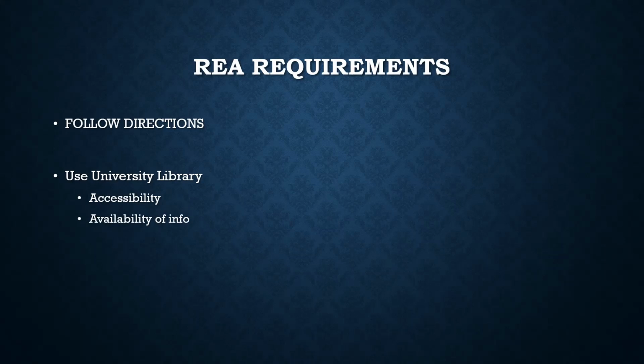The university library has thousands and thousands of research articles that you cannot get on Google. The university pays thousands of dollars for it. Part of your tuition goes to that, to where you get accessibility. So why not use it?